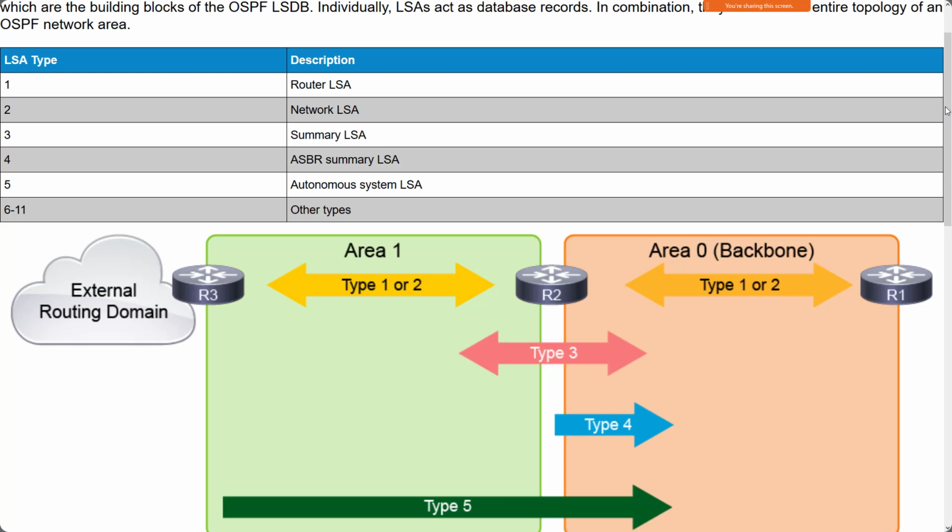Does that make sense? I know it's a lot of information, guys. This is something that I normally spend about 2 or 3 hours going over with lots of diagrams and whatnot.